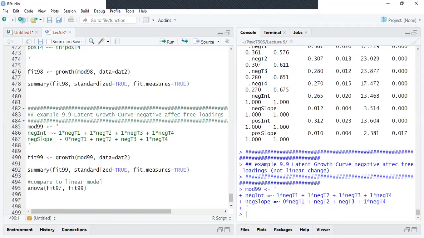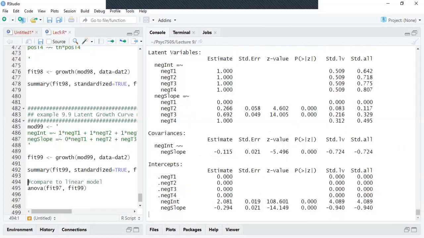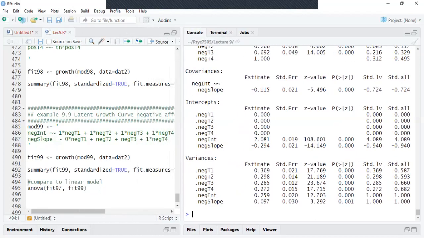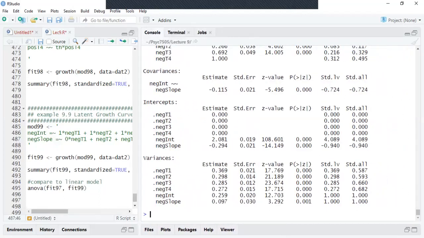So if we fit this model, I'll note, I'm going to go from the bottom. This negative intercept is still the predicted score when time equals 0, so at time 1. The negative slope now represents change from 0 to 1, a 1-unit change, and if we look back here for a moment, 0 to 1 is time 1 to time 4. So this represents the total change from time 1 to time 4. It means something a little bit different.